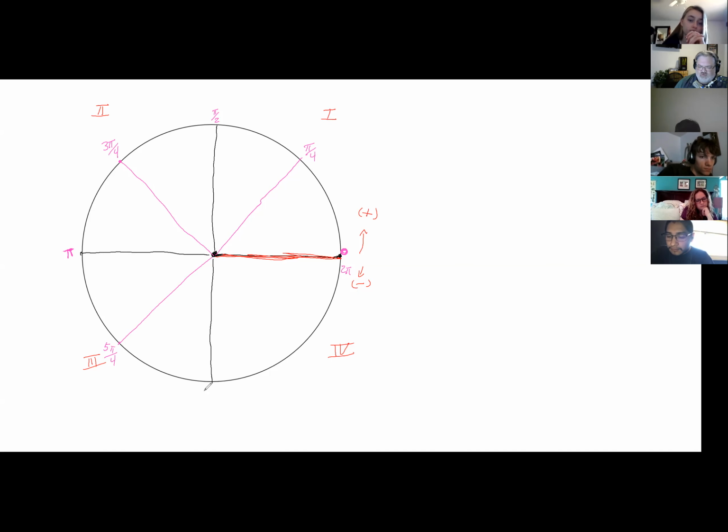6 pi over 4. We could reduce the 6 pi over 4 to 3 pi over 2. We will here. And we could have counted pi over 2s too. 1 pi over 2, 2 pi over 2, 3 pi over 2. So that would have worked. So 5 pi over 4, 6 pi over 4, 7 pi over 4, 8 pi over 4. 8 pi over 4 is 2 pi. We could keep going. 9 pi over 4, 10 pi over 4. We could keep counting those pi over 4s around as much as we want.